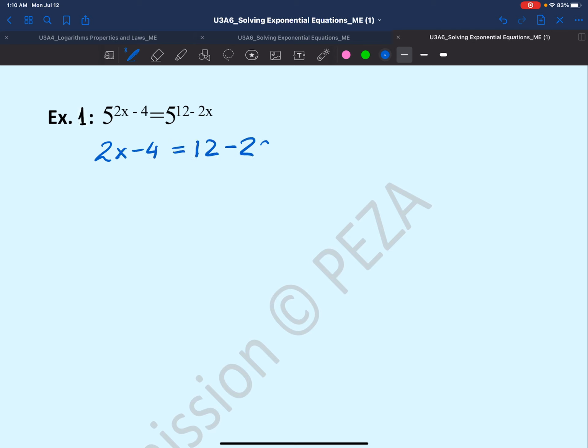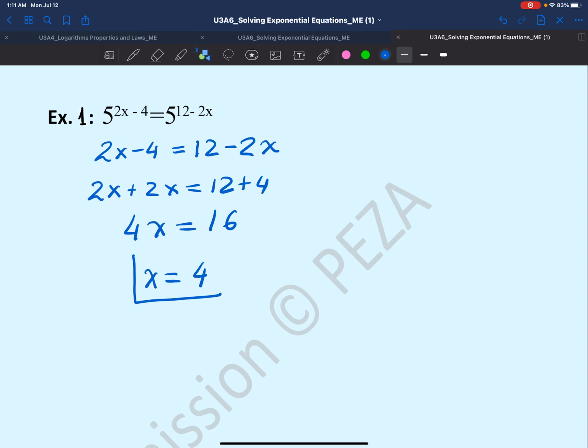As you can see, now we have created a linear equation, and we'll take the x terms to one side and take negative 4 to the other. We have 4x equals 16. Divide both sides by 4. And we have 16 over 4 equals 4, which is the solution to this equation.